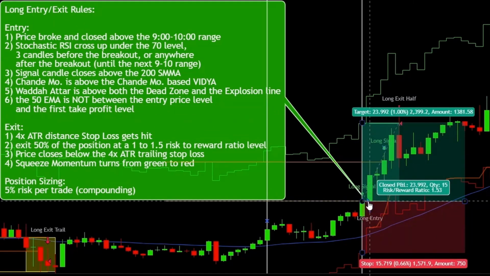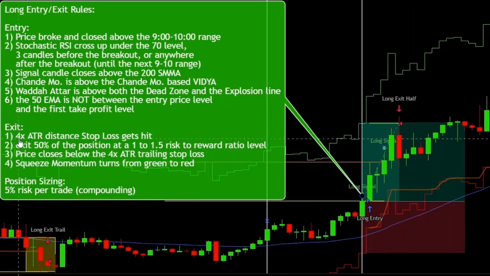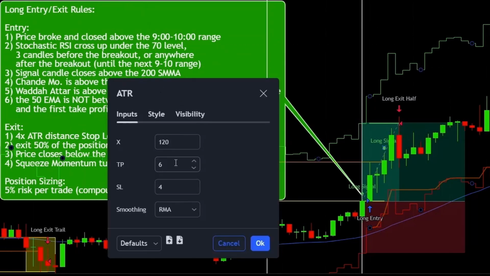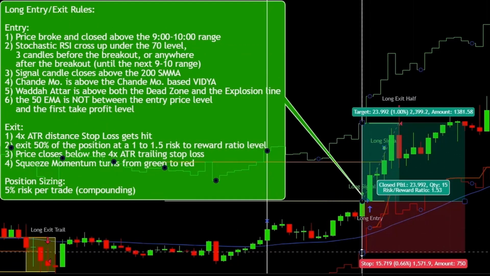Now let's go over the exit rules. First of all, we will exit the position if a 4 times ATR distance stop loss gets hit. For the stop loss, we use the NNFX ATR indicator, which will print our stop losses right below the candles. In this case, the stop loss will be here, so let's place it there.